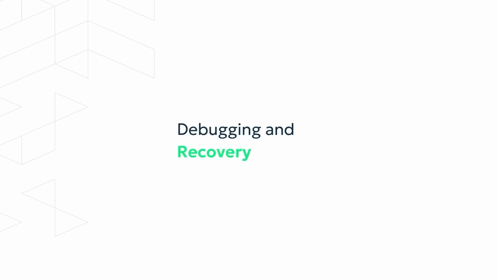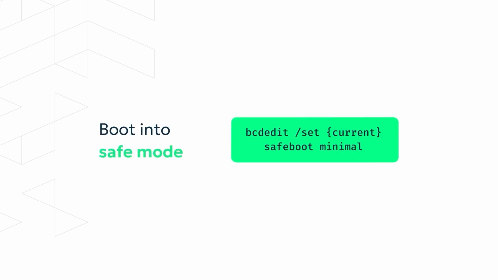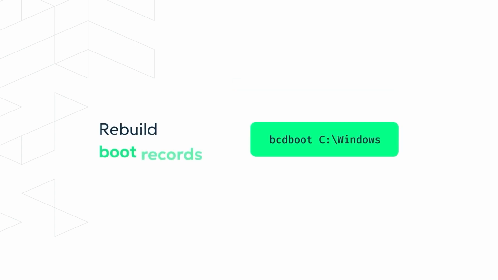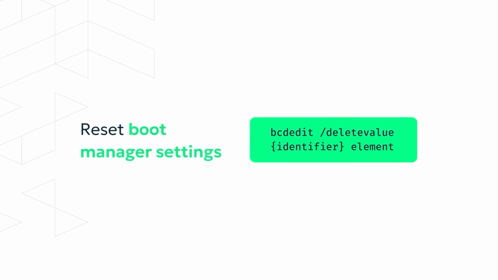Debugging and recovery. Risks can happen, so debugging and recovery options for your settings can be helpful. If you're stuck in a boot loop or Windows just won't start, these commands can save the day. To boot into safe mode, type. Sometimes boot records can be corrupted, so you can rebuild them with. And if something isn't working right, reset boot manager settings like this. These troubleshooting steps can get your system working again when things go wrong.